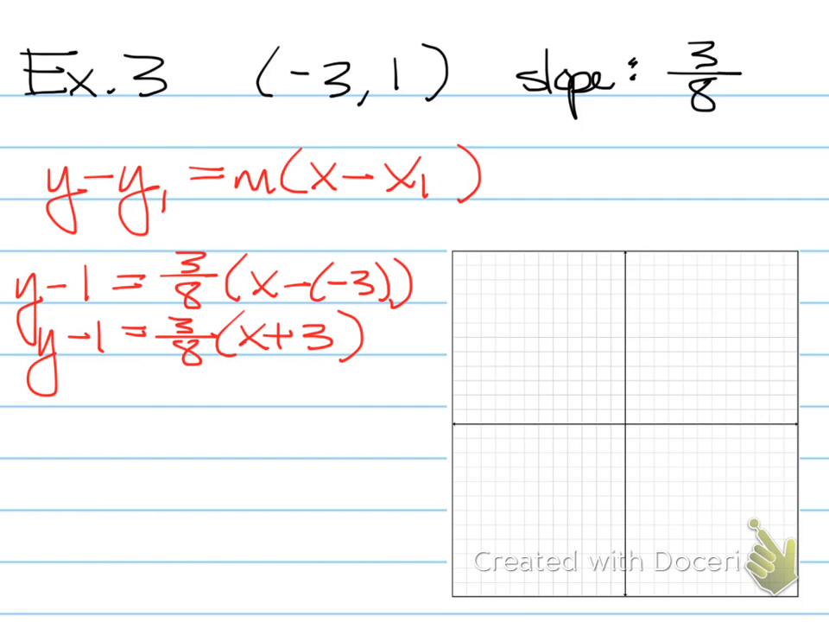To graph that line, we're going to start with the point that they gave us. That coordinate is at -3, 1. So that's our first point. And then from that point, we're going to use the slope to plot another point. So from that point, we're going to go up 3 units and to the right 8 units to get our other point. Draw a line through those 2, and we're done.